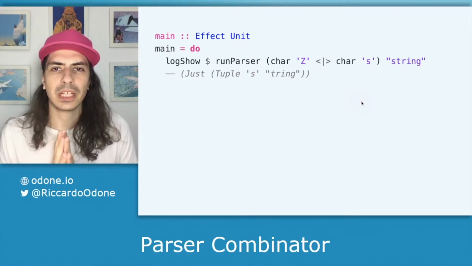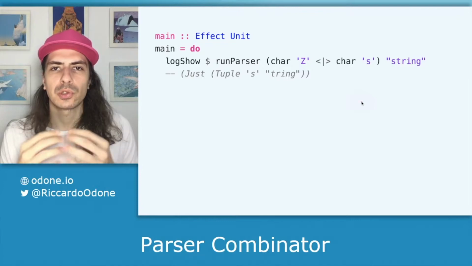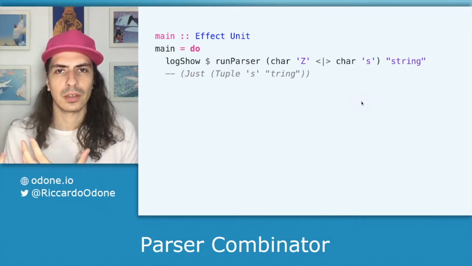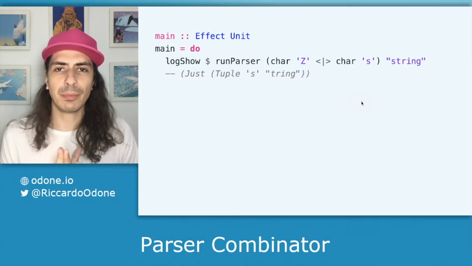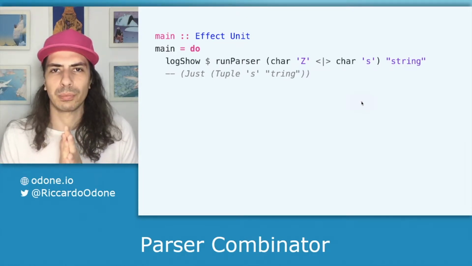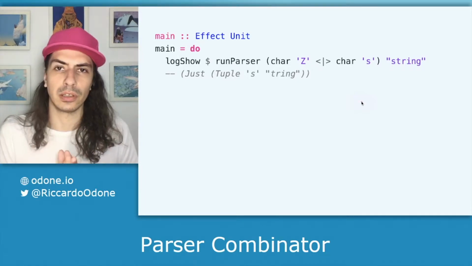Thing is, sometimes we want to try multiple things before we fail. So for example, we would like to try to parse something, and if that fails, we want to try something else, as shown here in the example.